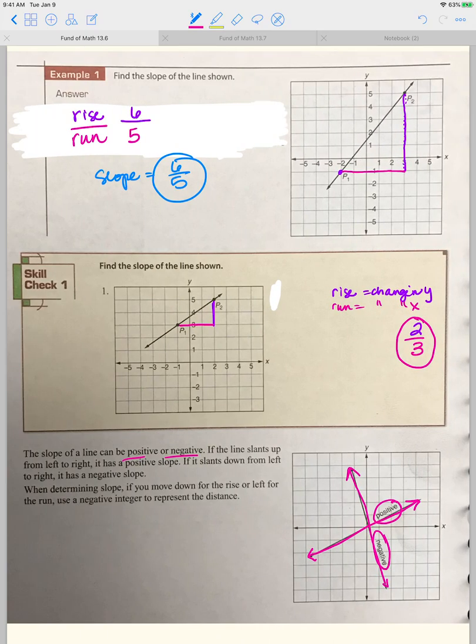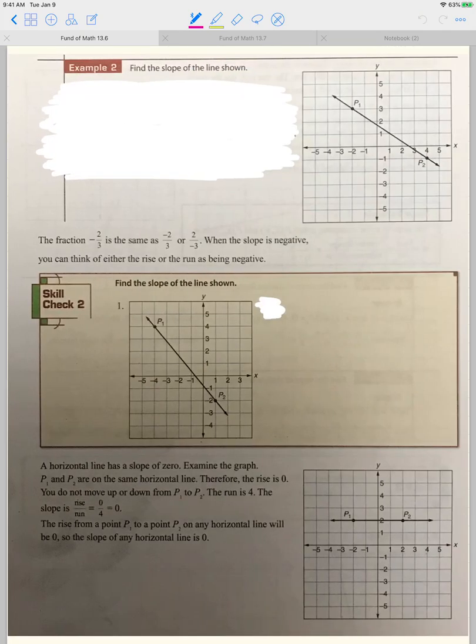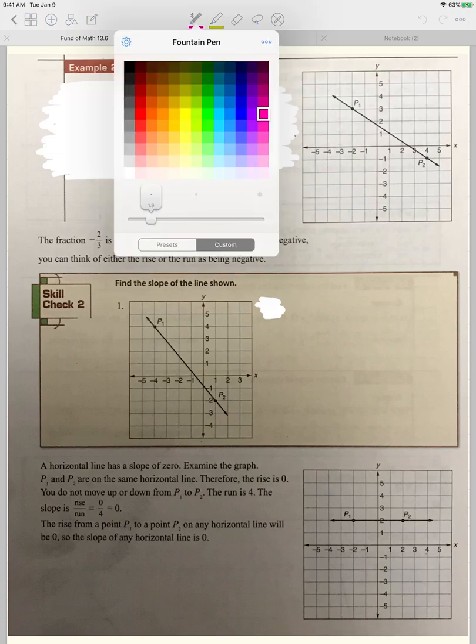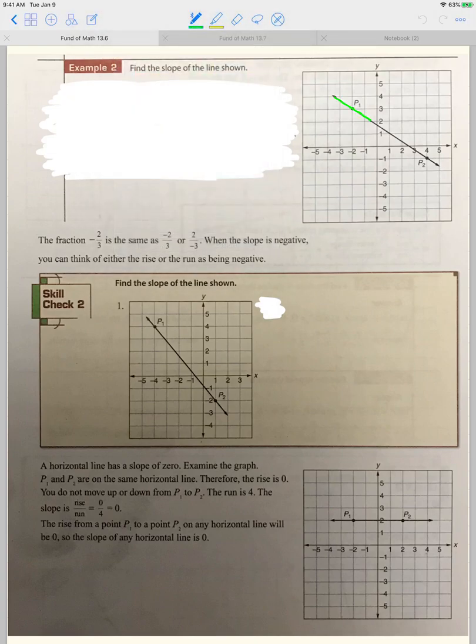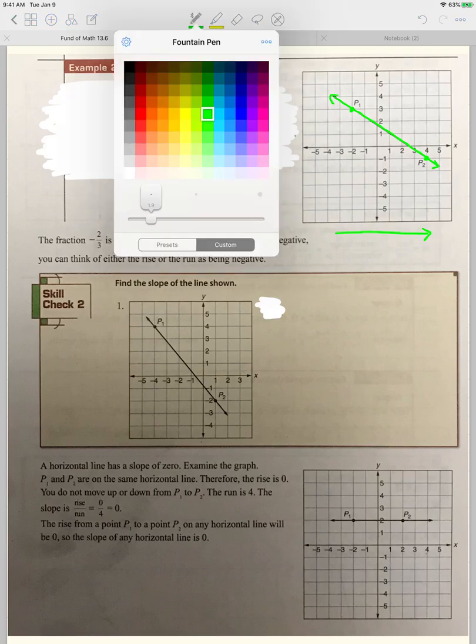Now, remember what we just said over here. If your line slants down from left to right, it is a negative slope. Notice that this line is slanting down as we move from left to right. So the slope of this line, let me just make sure we can see those points, is going to be a negative slope, okay? Because this line is moving down as we move from left to right. It's slanting down. So this is going to be a negative slope, all right?